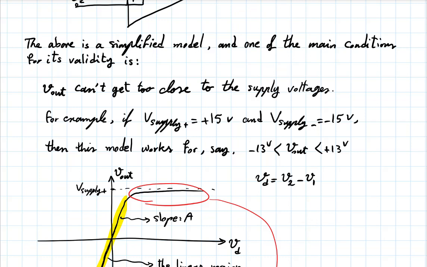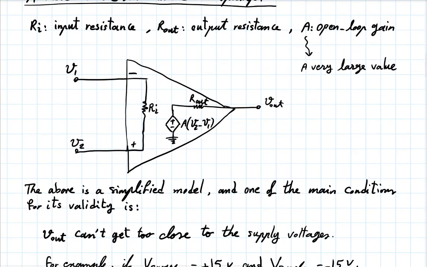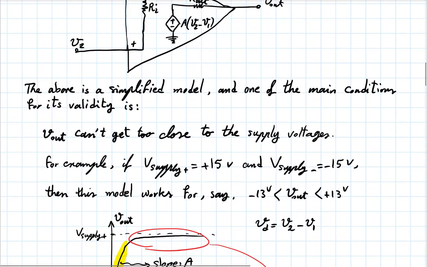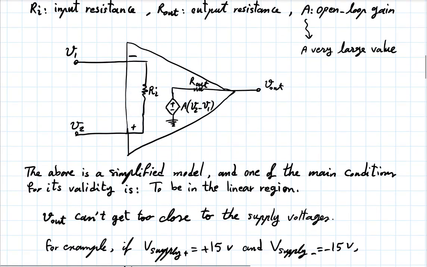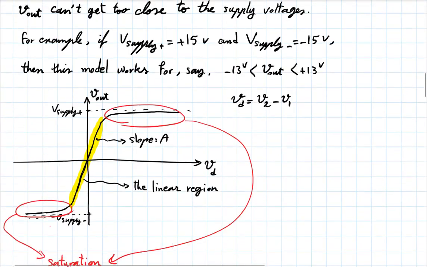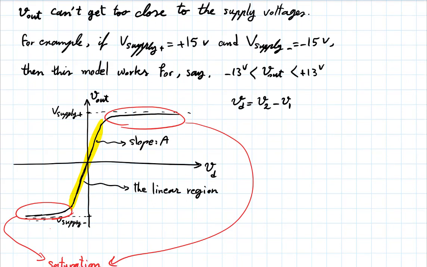So this model here is valid if you are in the linear region. So the criterion for the validity is to be in the linear region. Beyond that, the model changes. And beyond that, the model is easy.